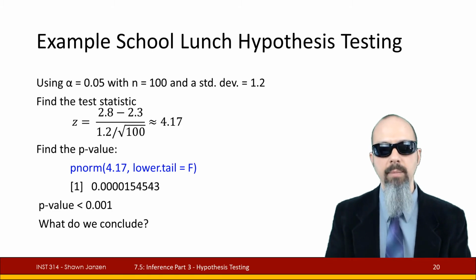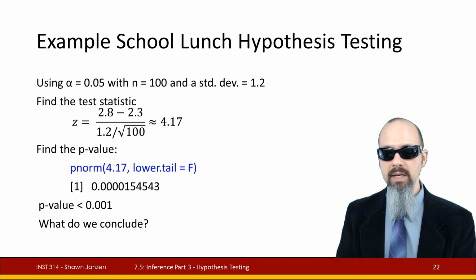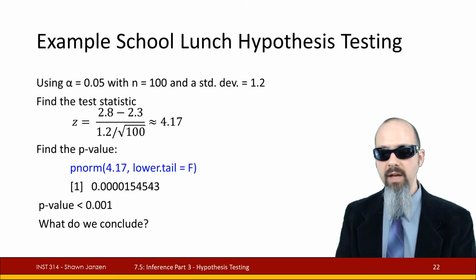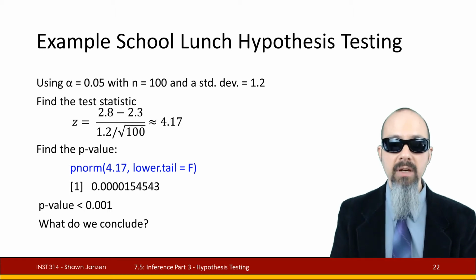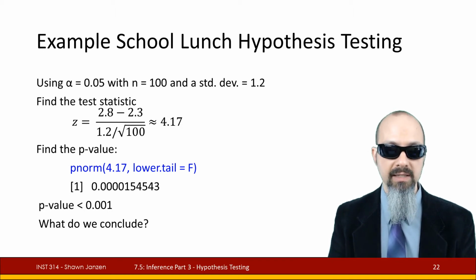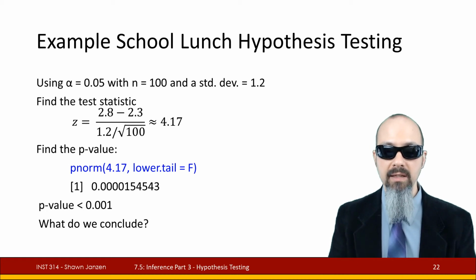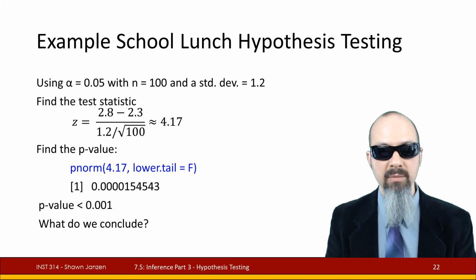Go ahead, pause a minute to think about it, and let's come back. So what we can conclude is that with a p-value of 0.001, it is highly unlikely that we're going to get a z-score of 4.17 if the null distribution, which has a mean at 2.3 for the students' academic performance, is true. It is highly unlikely that we get that z-score. Therefore, it is highly unlikely that the null distribution is true, and therefore we are going to reject that null hypothesis in favor of some alternative that it is potentially having a mean at 2.8 instead of 2.3.